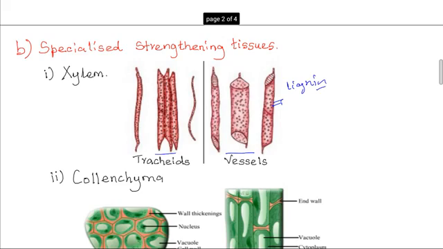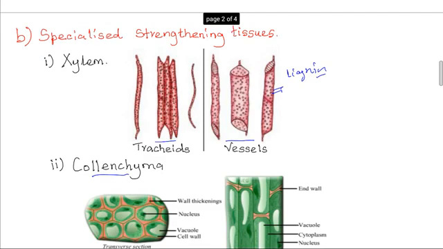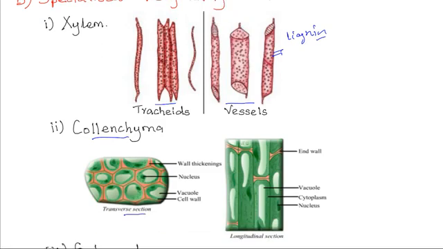Other specialized strengthening tissues are the collenchyma. You can see these are the collenchyma cells in both transverse section and longitudinal section. They are elongated cells. The walls are unevenly thickened by deposition of additional cellulose and pectin, hence strengthened for support. You can see the primary cell walls are additionally thickened with cellulose. So this thickening is what provides support.